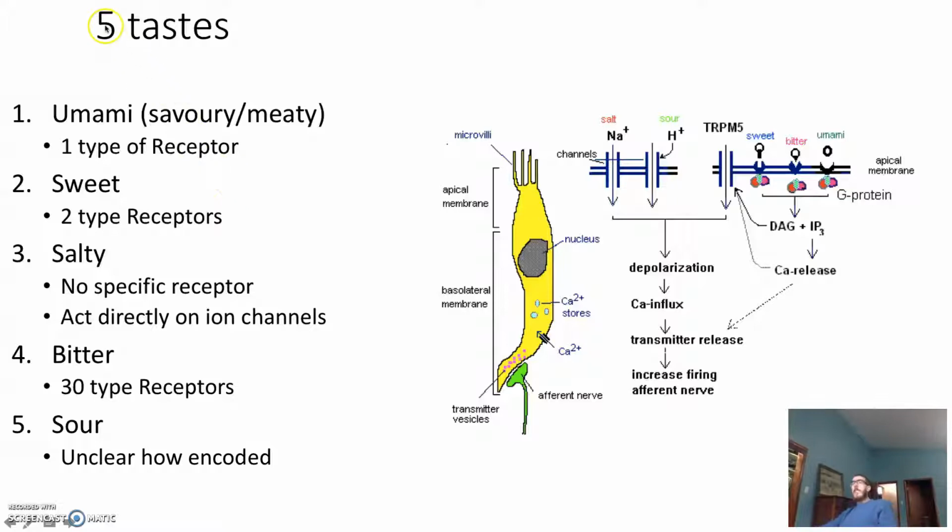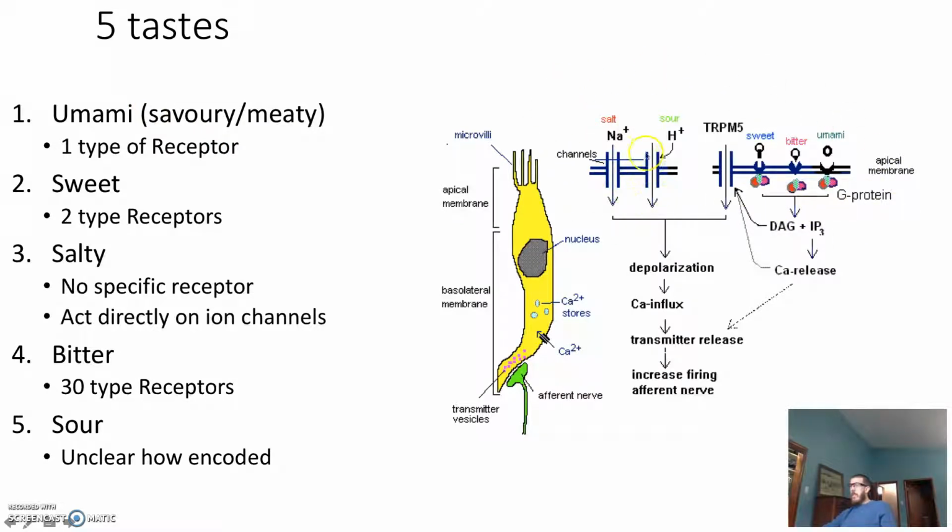We have 5 tastes that our tongue and our mouth seem to be able to be responsive to. You've likely heard of 4 of them quite a bit: sweet, salty, bitter, and sour. And we have a 5th taste, umami, the savory, meaty taste. And each of those different receptors is activated in a different way.